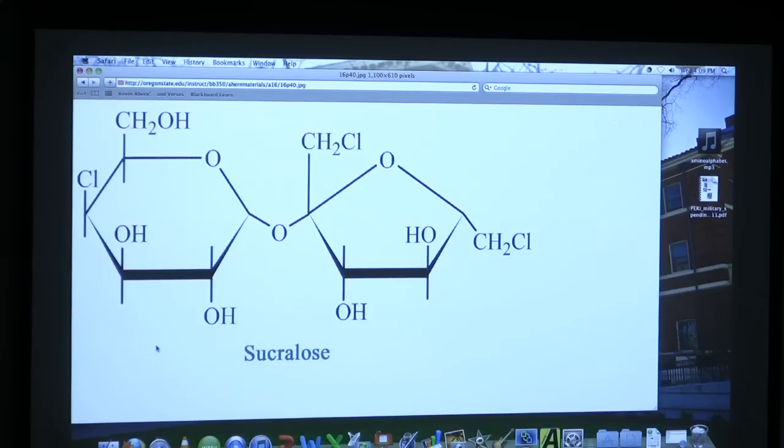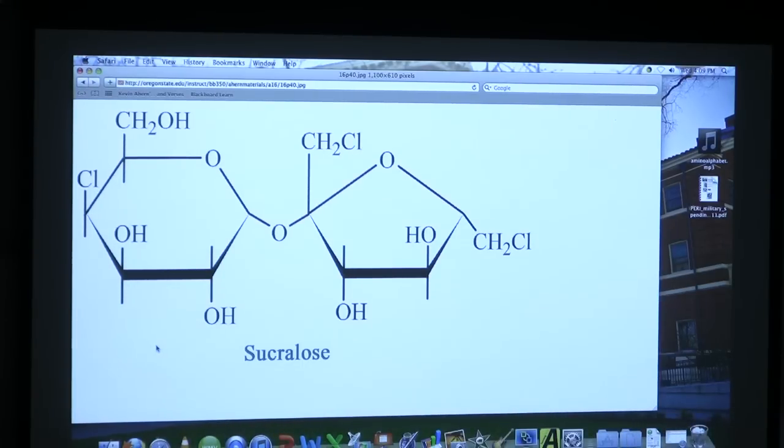One of the compounds that some people have concerns about is what you see on the screen. It's called sucralose. It is an artificial sweetener. And sucralose advertises itself as good for you because it's made from sugar. Well, I could think of a lot of toxic compounds that I could make from sugar, and just because I made them from sugar wouldn't necessarily mean they were good for you. Now, I won't tell you that sucralose is bad for you. I don't know that sucralose is bad for you.